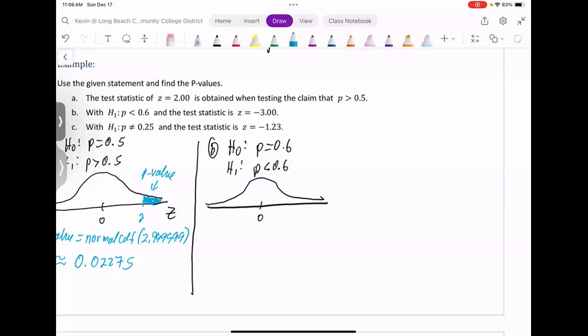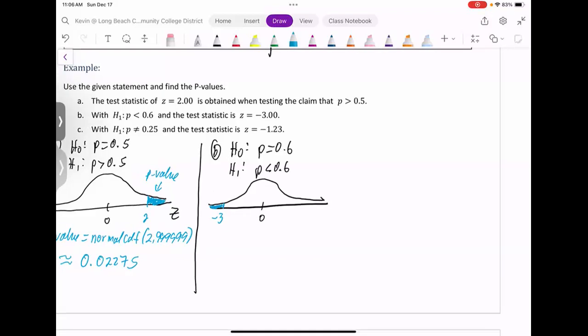And z is all the way over here at -3. That means we're going to have a very, very small p-value, I'm guessing. That's at -3, which means our p-value, again, this is the p-value. Our p-value is going to be normal CDF, negative infinity to -3.